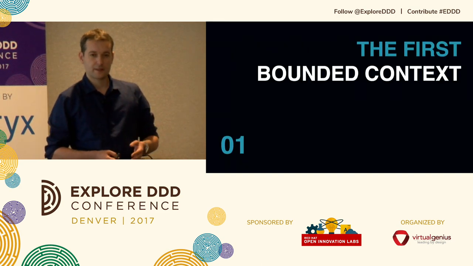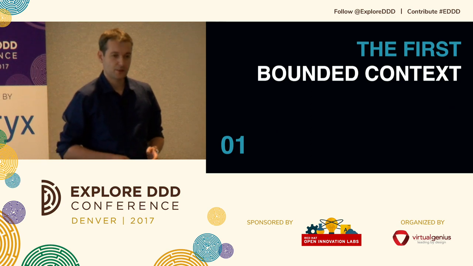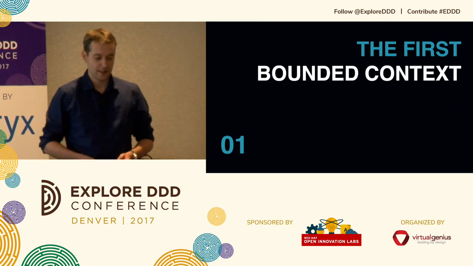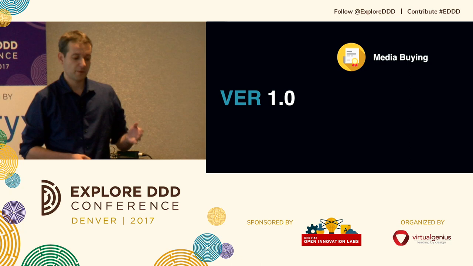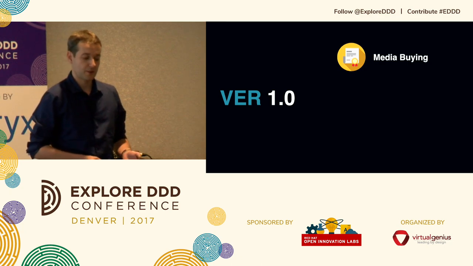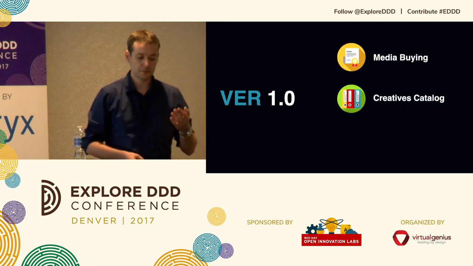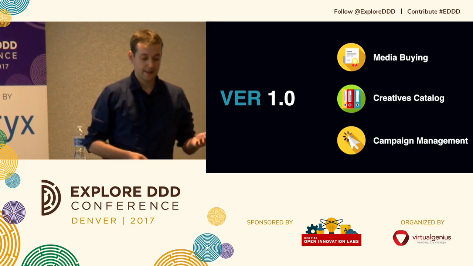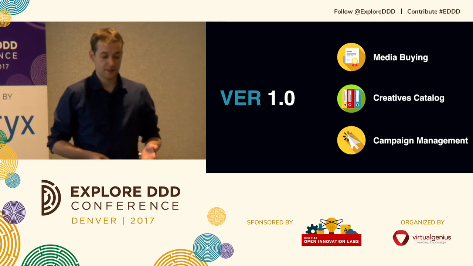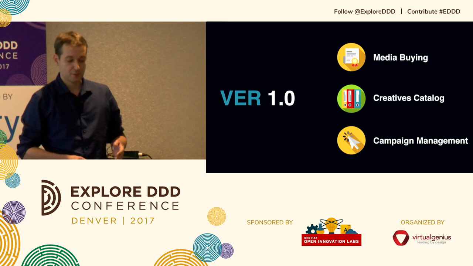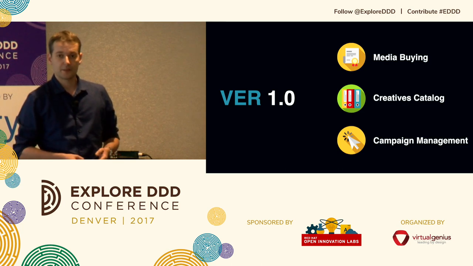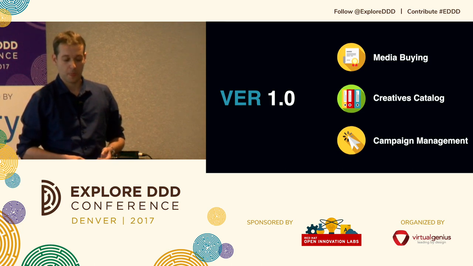And since we were a self-funded company, we had to get rolling as fast as possible. So we started by implementing the first third of our value chain. We had to provide a way for media buyers to manage contracts with various publishers, a catalog for our designers to manage their creatives, and of course, a campaign management solution to run advertising campaigns, which meant not only a management system, but also an advertisement serving solution as well.